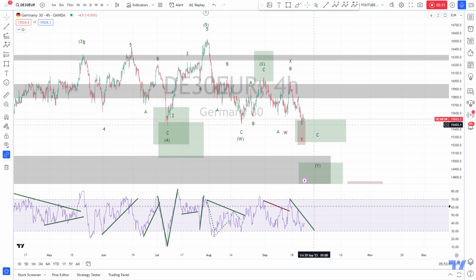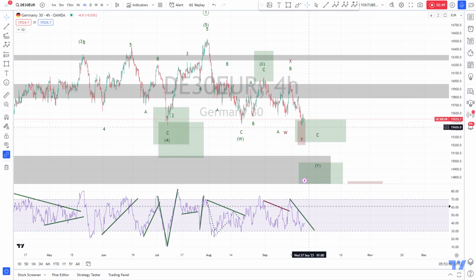Now, if this is the case, I would say that the wave C is not complete yet. It looks like we need another low here. So far, we only have 3 swings: 1, 2, 3. A 4 and a 5 are missing, and as you know, a wave C goes in 5 waves. It's an impulsive structure, so we need a new low here if this is a wave C.